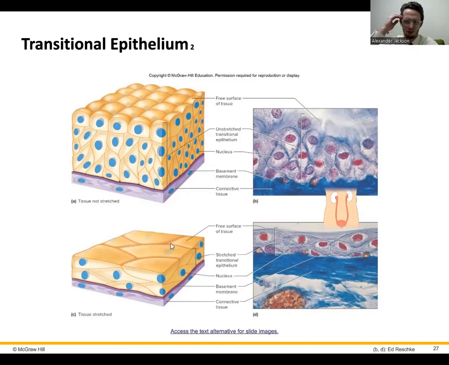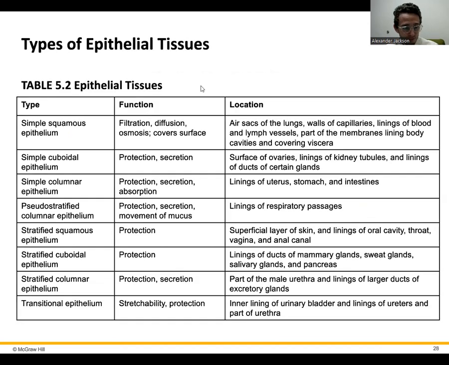It's just like if you've ever seen putty, you can press it down and then it'll come back up, and then press it down and then come back up a little bit. That's similar to transitional epithelium. And that's important, especially in the bladder, because you need to contract the bladder every once in a while, and then you need to relax it again. So this is the lining of the bladder that helps it stretch, relax, stretch, relax, stretch, relax.